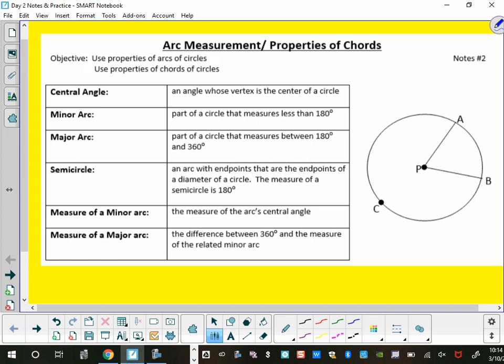The first one is central angle. A central angle is an angle whose vertex is the center of the circle. So a central angle would be this guy here. All right, that is a central angle. So we can write angle APB.